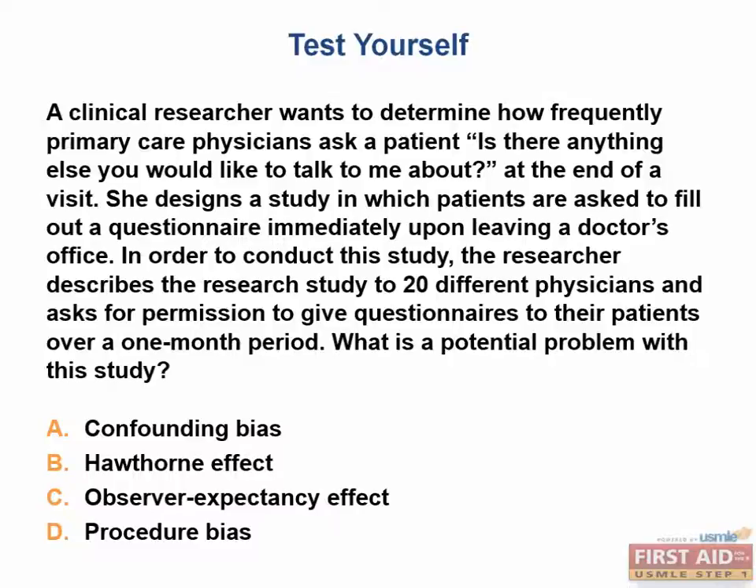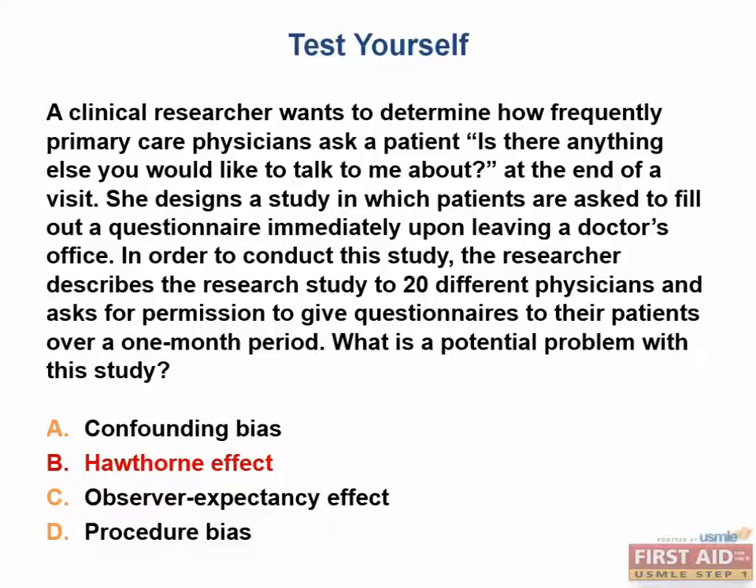The subjects in this study are physicians, but in order to conduct the study, the researcher has to describe the study to the subjects. Awareness of the study will likely affect physician behavior and therefore reduce the validity of the study results. In other words, the physicians will likely ask the question of interest more often during the study because they know that that's what's being measured. This type of bias is known as the Hawthorne effect.